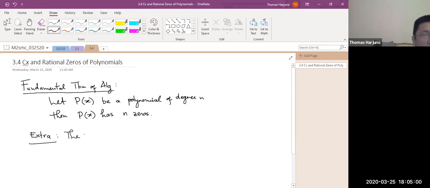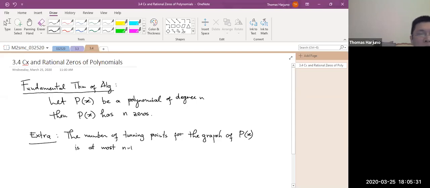The number of turning points for the graph of P(x) is at most n minus 1. Now let me ask you to write it down first. I'm not sure if our textbook actually mentioned this.